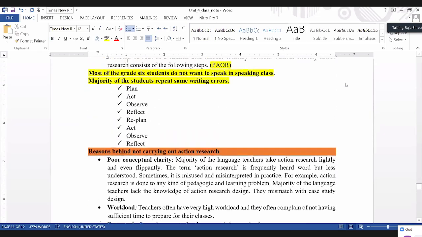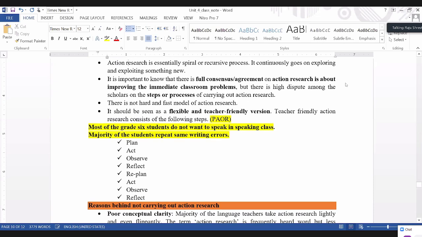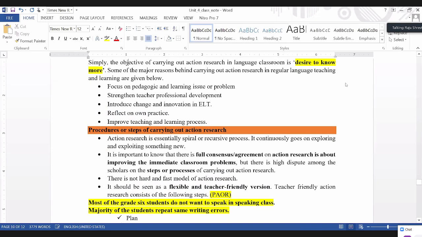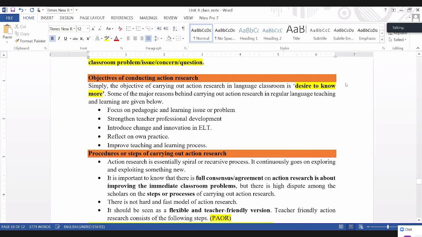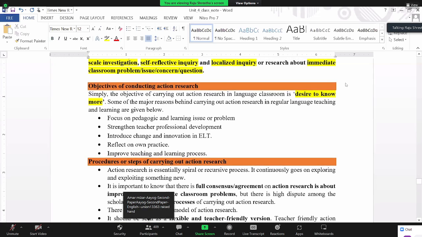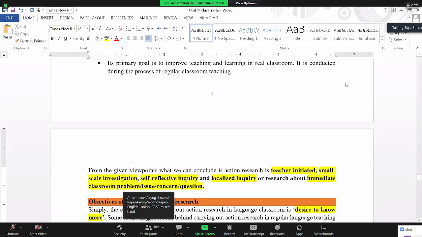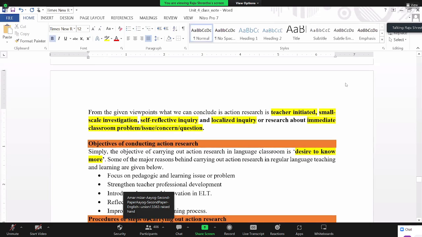What are the steps we follow while carrying out action research? This PAOR, plan, act, observe, reflect. Then what are the objectives, objective is just to know, desire to know more, अझै बढी जान्ने, अझै बढी सिक्ने इच्छाले नै ड्राइभ गर्छ. And what is भन्दाखेरि teacher initiated small scale investigation, self reflective inquiry, immediate classroom problems, issues, concern, questions मा action research हुन्छ.